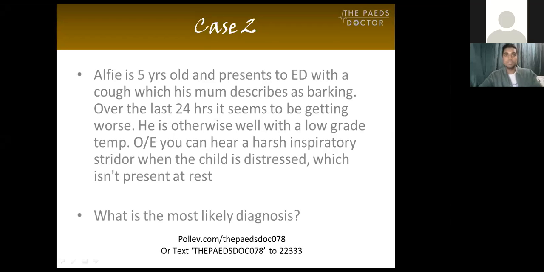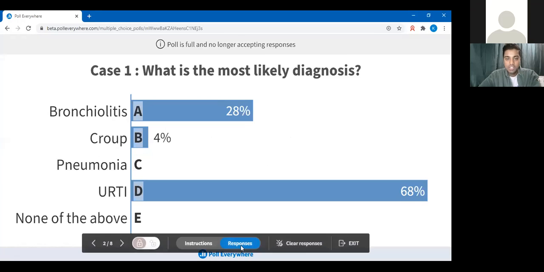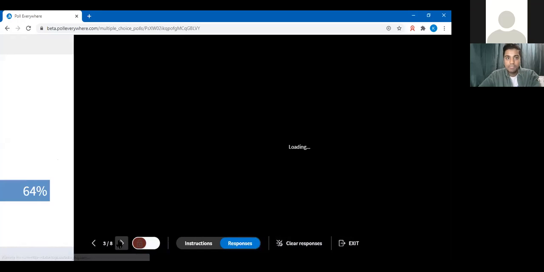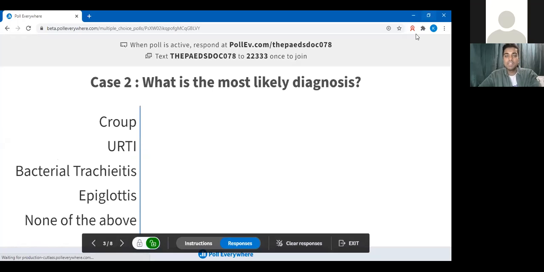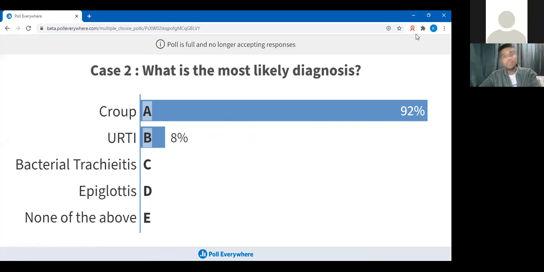So if you can get involved with the poll, I'll give you some time to think. Let me just move it on, and then we'll come back to the question. You can answer that now. My options for this case were croup, upper respiratory tract infection, bacterial tracheitis, or epiglottitis. Perfect, 92% chose croup.